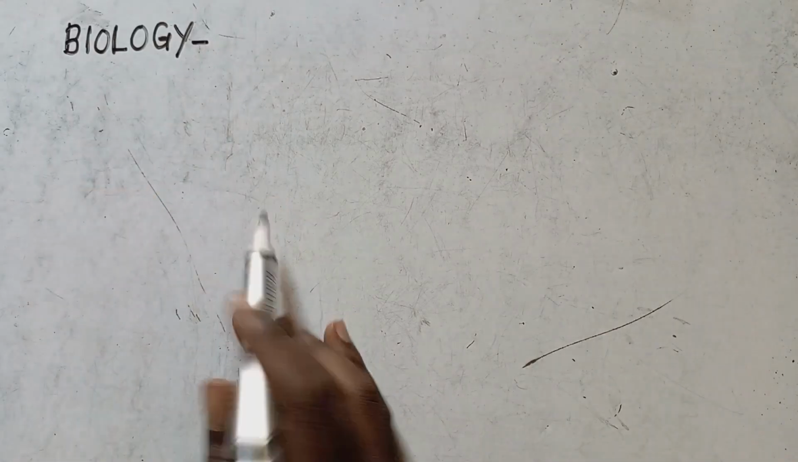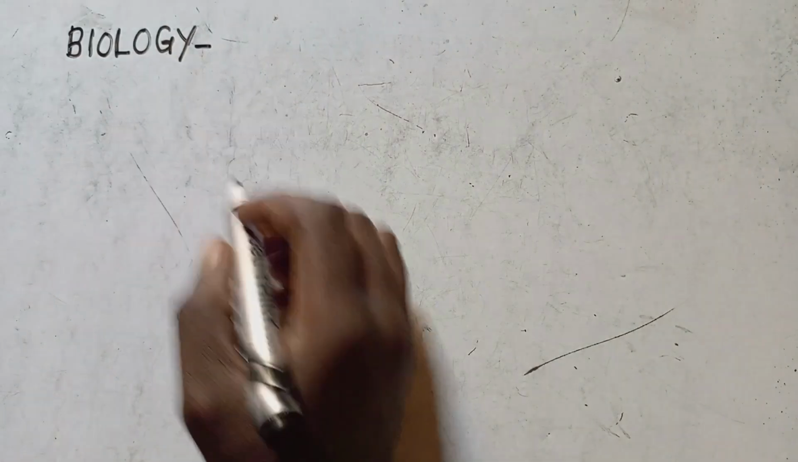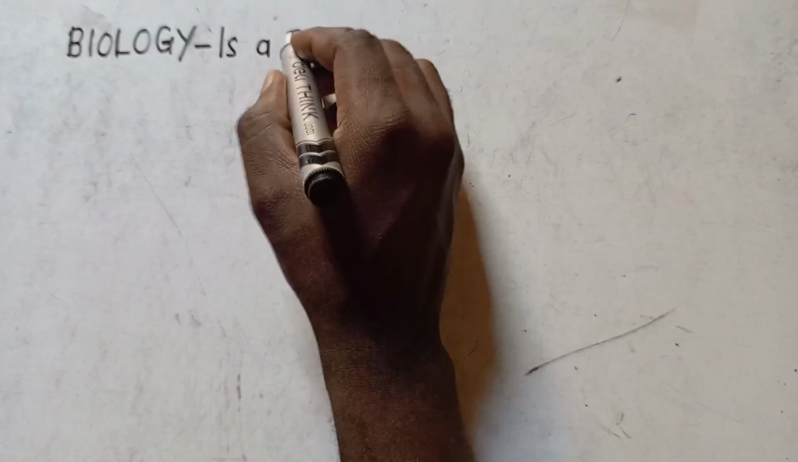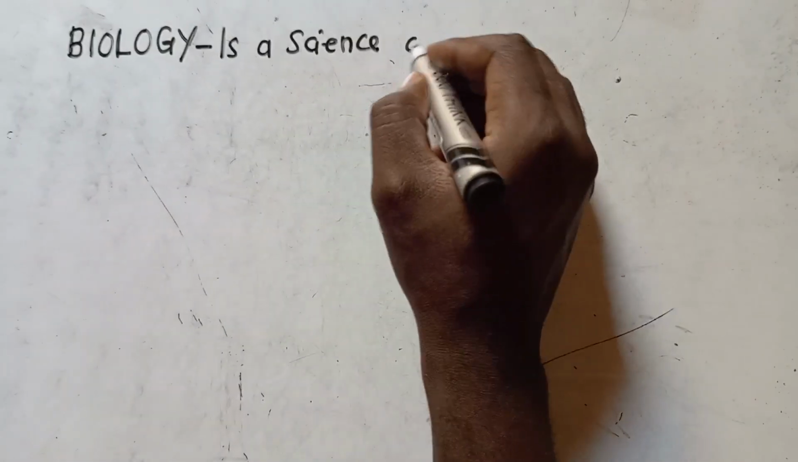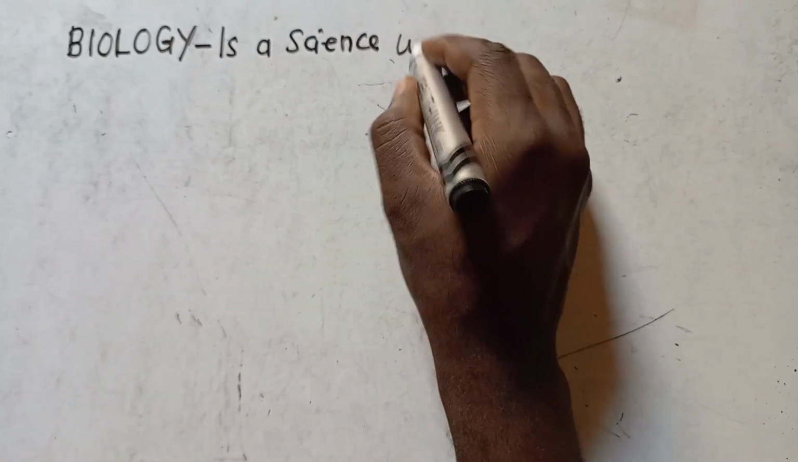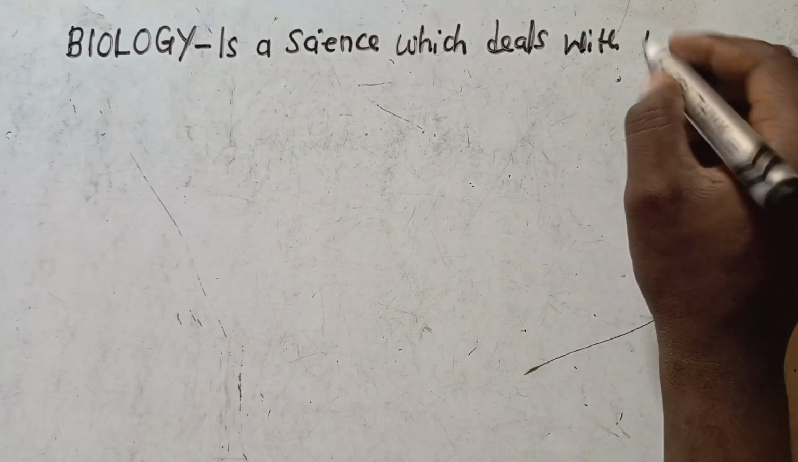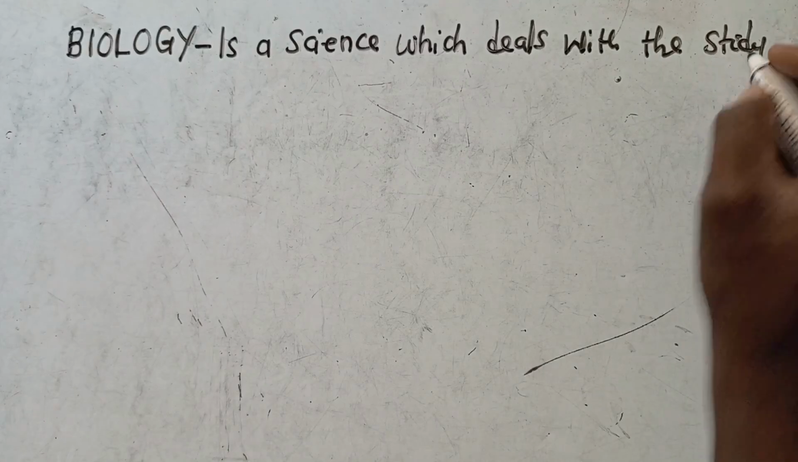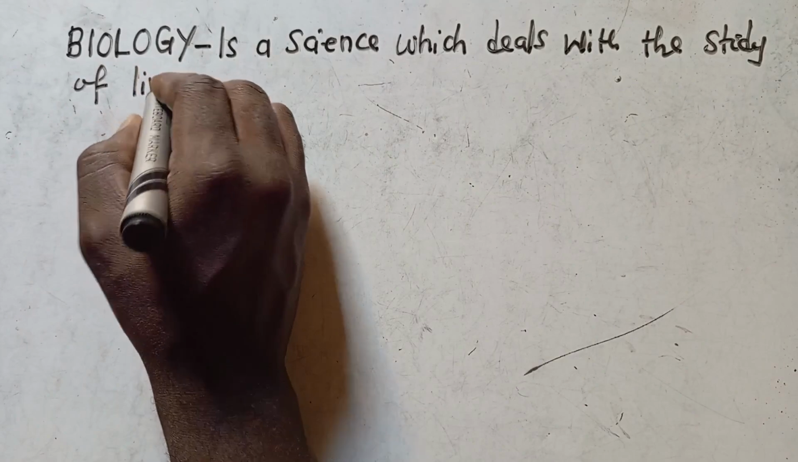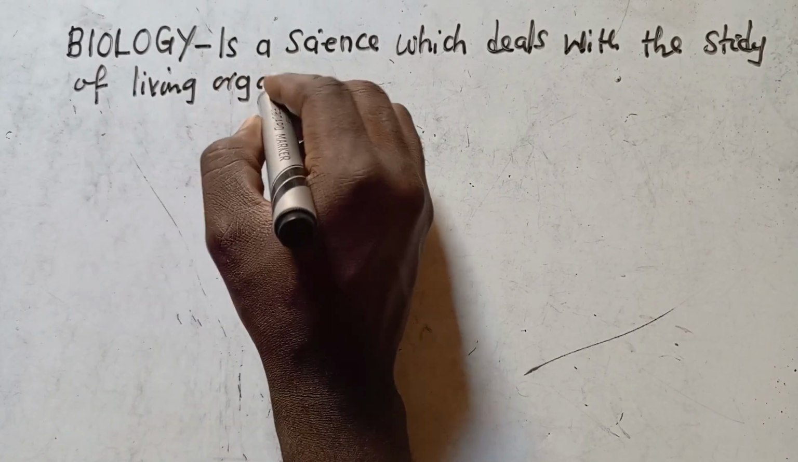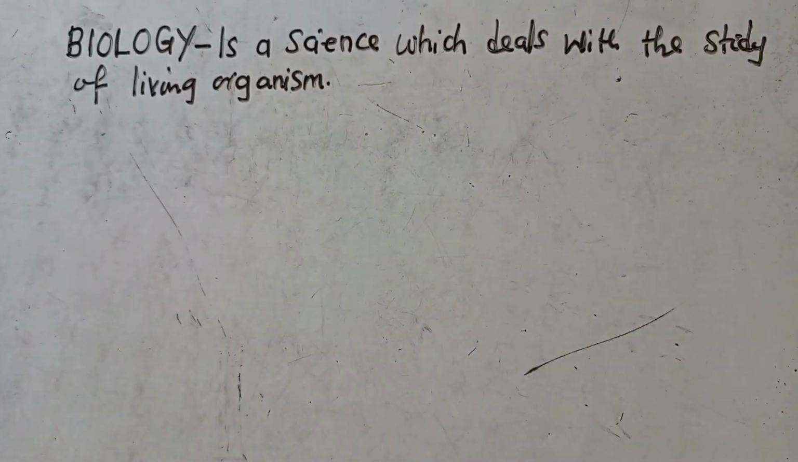So this biology that we are talking about, you need to understand that this is a science. So biology is a science. Even as I'm writing, you're also writing down. It is a science which deals with the study of living organisms. Living what? Organisms. This is what you need to know and understand. So whenever we are talking about biology, we are talking about a science which deals with the study of living things. Biology is the study of living things.